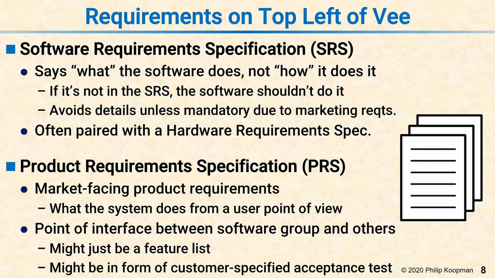It might be a feature list. It might be a customer-specified acceptance test plan. It could be a lot of things, but the idea is the PRS says the customers want you to build this thing, and everything in there has to be a feature or a behavior. Whereas the SRS is at a lower level, and it says, okay, that's what they want. How exactly are we going to build that? That's the SRS. After you go PRS, SRS, then you do detailed design.